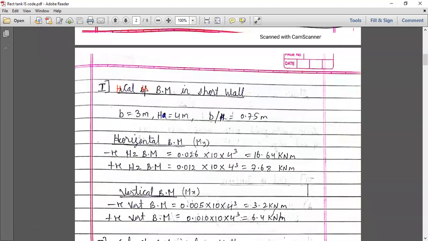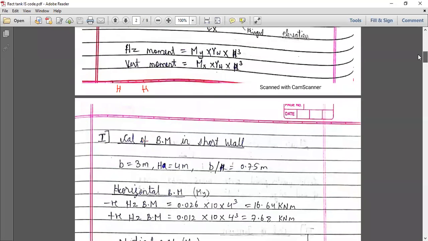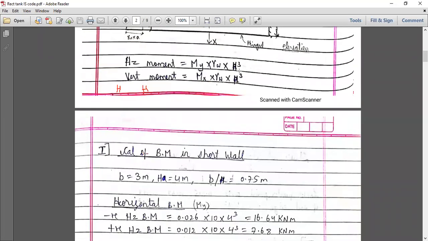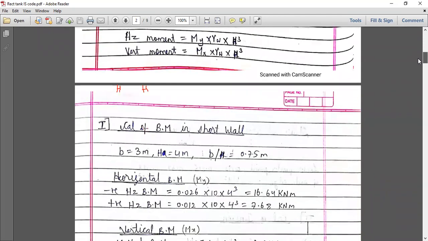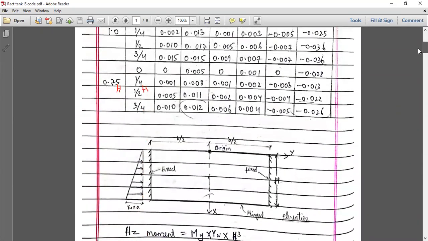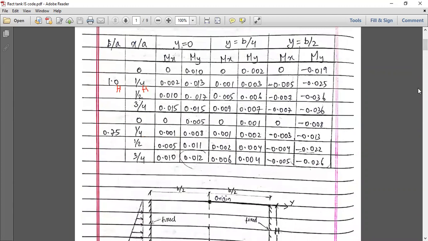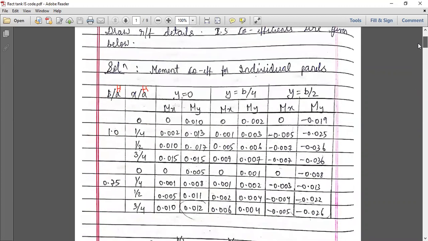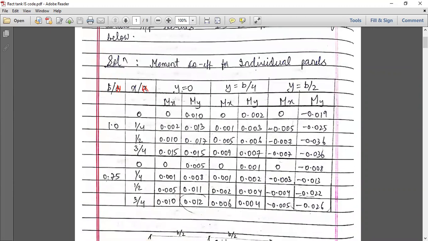So negative bending moment is given by, so here I have given you the equation, it is My into gamma w into h cube. Okay, so My into gamma w into h cube, where My is the coefficient. Now let us select the coefficient. So now we know that B by H ratio is 0.75. Okay, so this is 0.75. Now we have to find out this coefficient. So we will have to select the maximum coefficient.